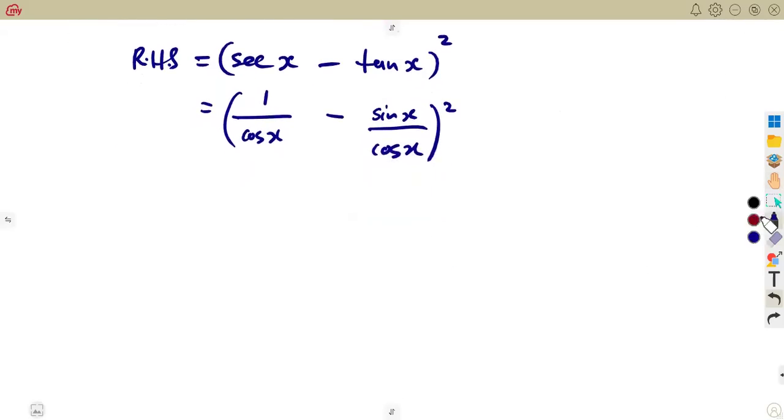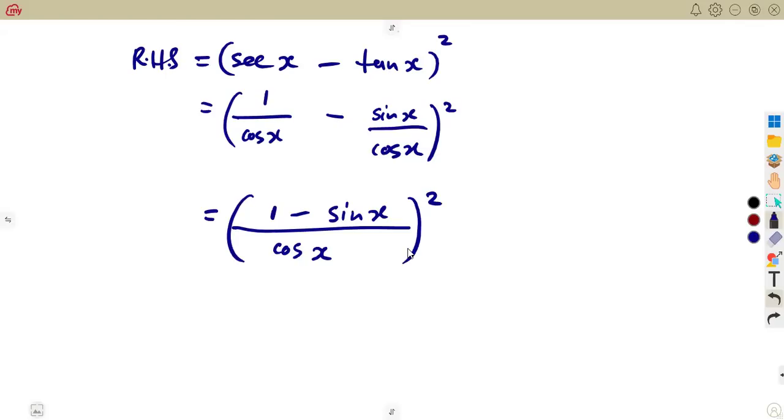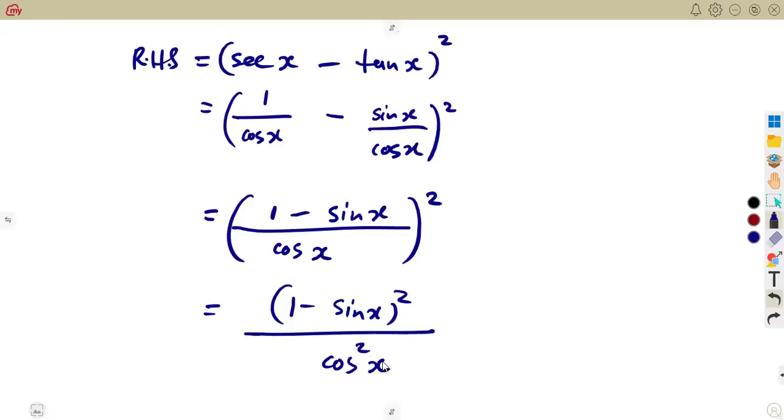Remember, you're proving. So yes, we can expand our brackets, but before that, let's combine. The denominators are the same. So in the denominator of the cos of x, I can easily combine the numerators together. So that's 1 minus the sine of x. Everything is being squared, remember? So the exponent tells us that each part is raised to the exponent of 2. So it's 1 minus the sine of x, squared, over the cos of x raised to the exponent of 2. That's cos squared x, like this.